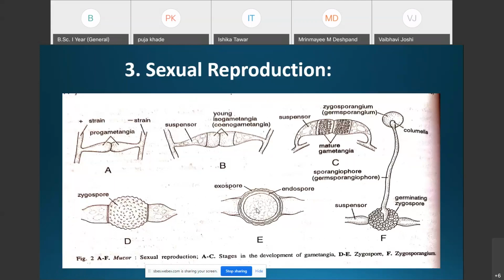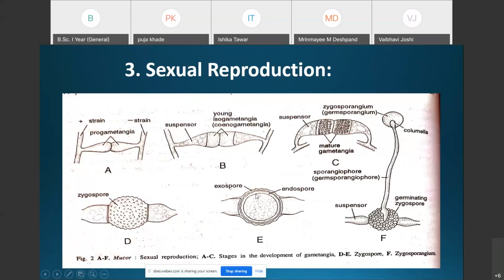The zygospore usually undergoes a long period of rest, and thus the resting zygospore has many haploid nuclei. Then at the time of germination of the zygospore, the exospore, that is the outer wall of the zygospore, ruptures, and the endospore grows out in the form of a long thin tube-like structure.